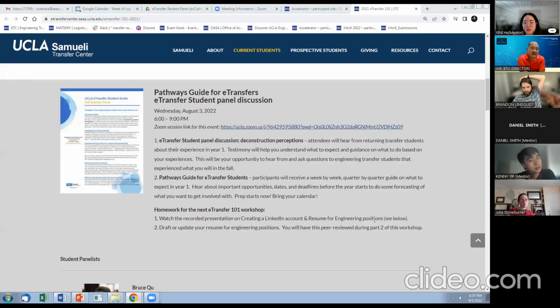So the next session on Wednesday, August 3rd is going to be our eTransfer student panel discussion and our pathways guide for eTransfers. The first thing we're doing is bringing in some returning engineering transfer students, and this is your opportunity to ask them all your questions, about grades, about professors, about the experience, about what to expect, about any self-learning you need to do for courses, what kinds of things to avoid. Come prepared with your questions.